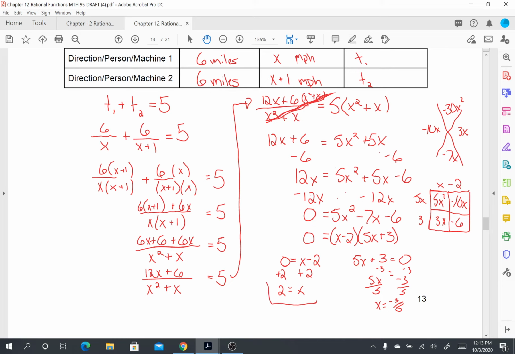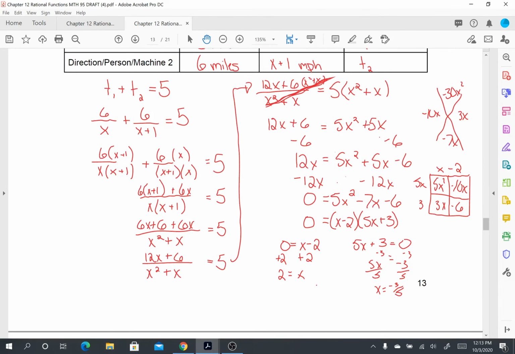Well, we shouldn't put a square around it. We should answer it in context because it was an application question. So we should say we traveled 2 miles per hour on our way there. Or I'll say trip A.